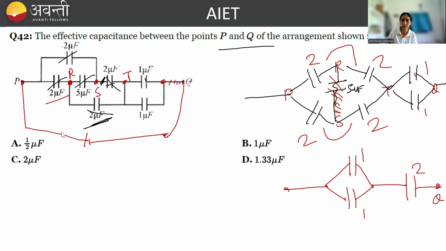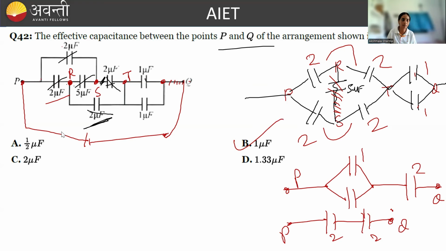This is Q and this is P. Again, they are in parallel, we will add them like in series. So this is 2 and this is also 2. And this is Q and this is P. Now these two are in series. So 2, 2 in series will become what? 1. So answer for question number 42 will be what? It should be your B. Okay, so for 42, it is B.